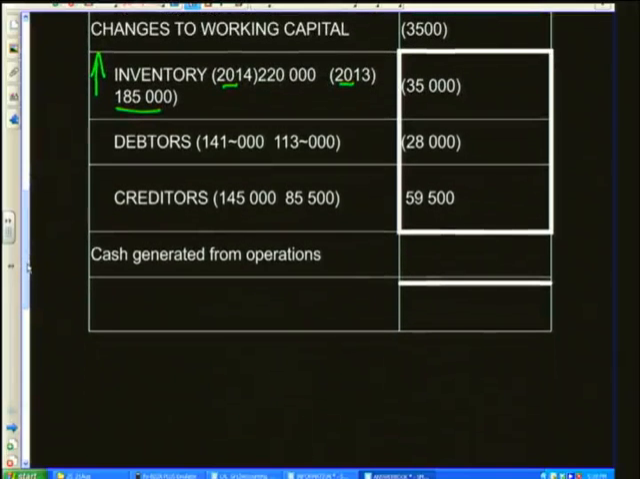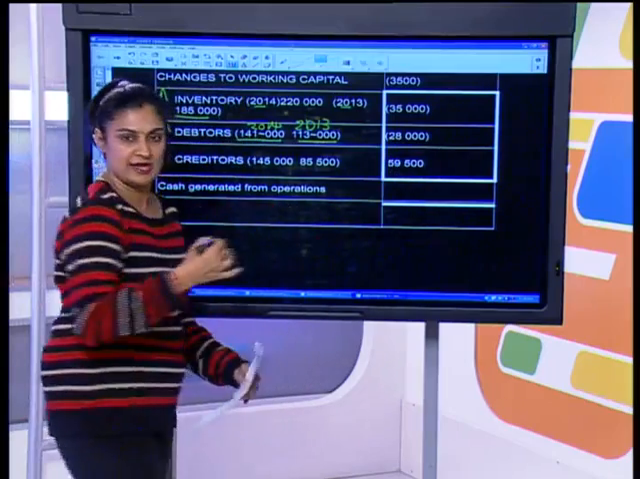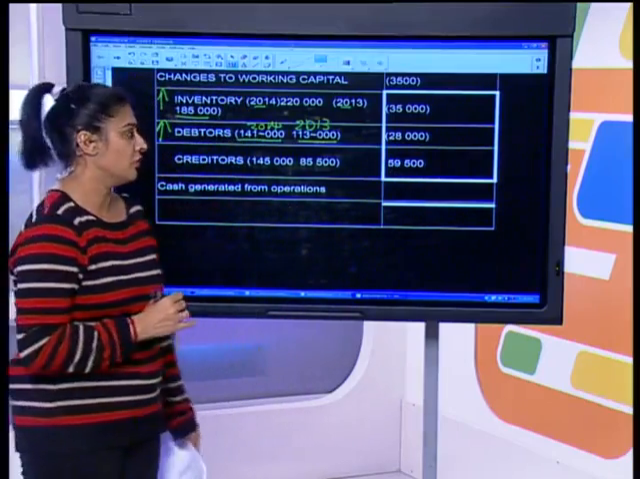Right, let's move on to debtors. In terms of my debtors, guys, again, I filled in the figures already, so it makes it much easier for us. I've got 2014, and I've got 2013. So if I again compare, my debtors at the end of 2013 were owing the business 113,000. 2014, my debtors are now owing 141,000. So again, there's been an increase in debtors. An increase in debtors, your debtors are taking much longer to pay their account, and hence it's an outflow of cash because the business is actually financing your debtors.